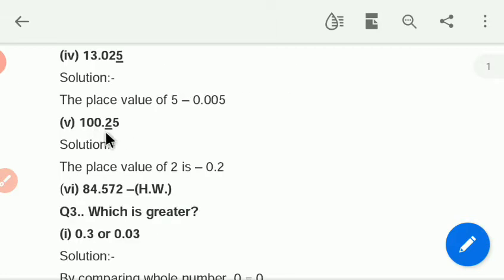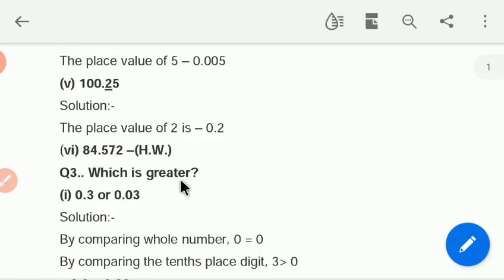So 100.25. Here you can see, what is the place value of 2? Tens means the place value of 2 will be 0.2. Here in place of this 100 we will write 0 point and 2 as it is. And the last question is your homework. You have to find the place value in the number 84.572. Here you have to find the place value of 2 in this question.